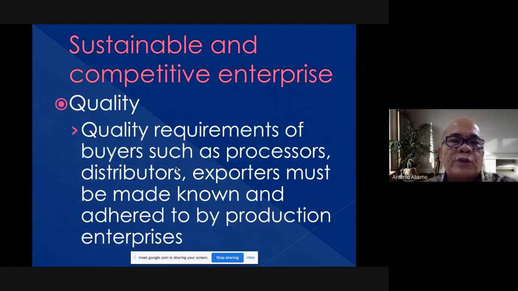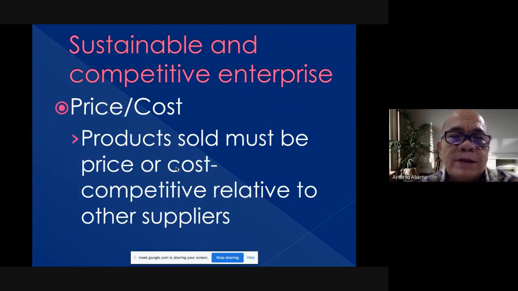And then another measure of a sustainable and competitive production enterprise will be price and cost. If you say competitive with respect to price, you are able to compete with your competitor. Because after all, if you say competitive, what is the most obvious measure of competitiveness? The very obvious measure is that you are able to outsell your competitor. In other words, if your competitor can sell 100 kilograms, you can sell more than 100, 150 or 200 kilograms, or any volume above 100 kilograms. That means you have more customers than your competitor. Then you are competitive, okay?